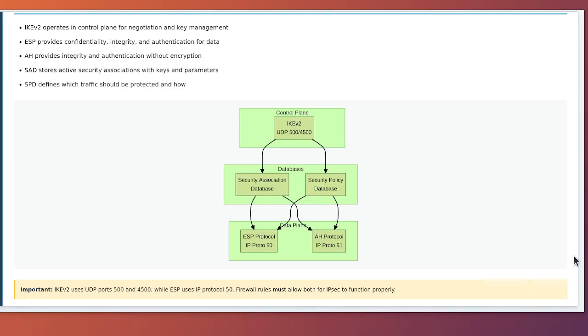IKEv2 communicates using UDP port 500 for initial exchanges, and UDP port 4500 when NAT traversal is needed. Once IKEv2 establishes the security associations, ESP takes over and protects the actual data traffic using IP protocol 50. Understanding this separation between control plane and data plane is essential because it explains why you will see different port and protocol requirements in firewall rules.